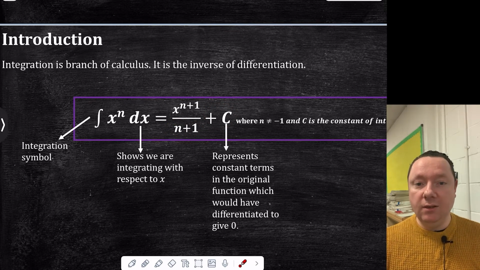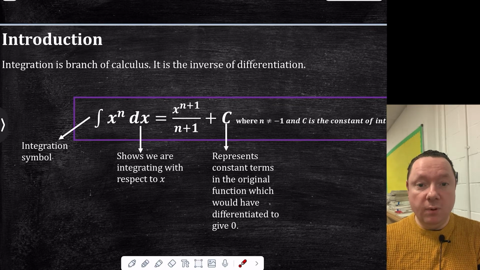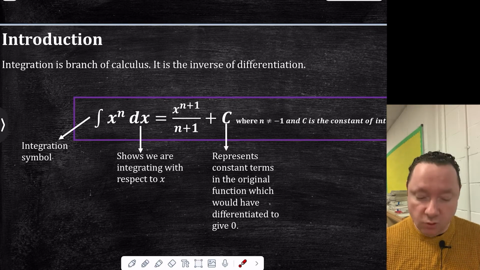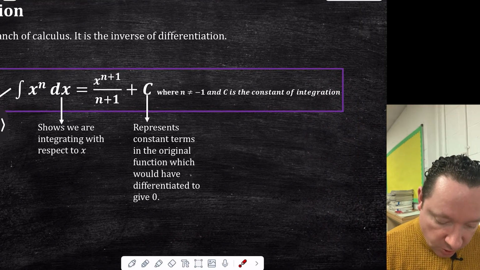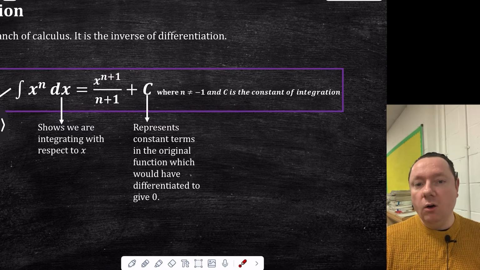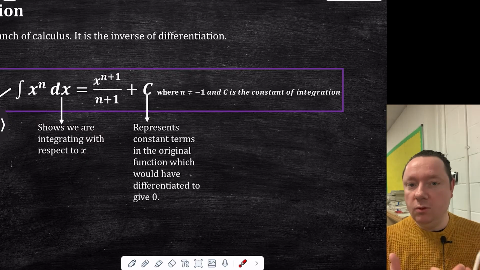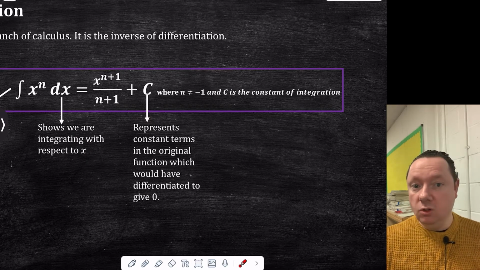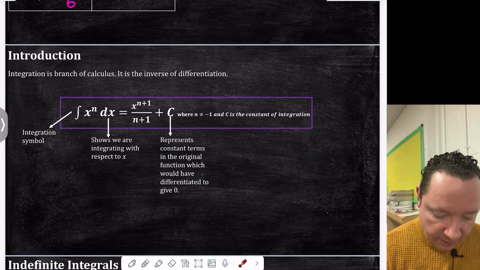So if I go from an answer, I must have had a number to start with. It could have been any number though, so plus c. That represents the original function which we would have differentiated to give 0, the constant of integration. Later on when we're doing definite integrals, we will not have a c in because we're doing it between certain numbers. But if there's no numbers to put in, you need to add a c. That's the main point.